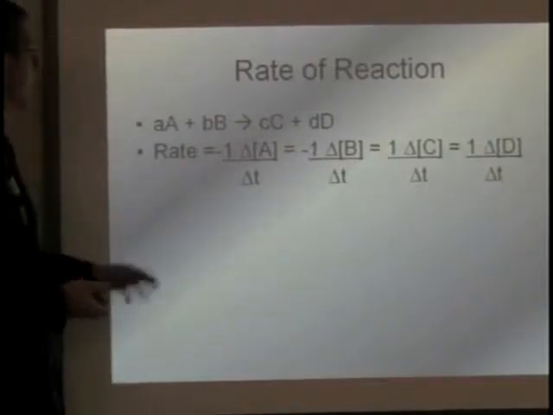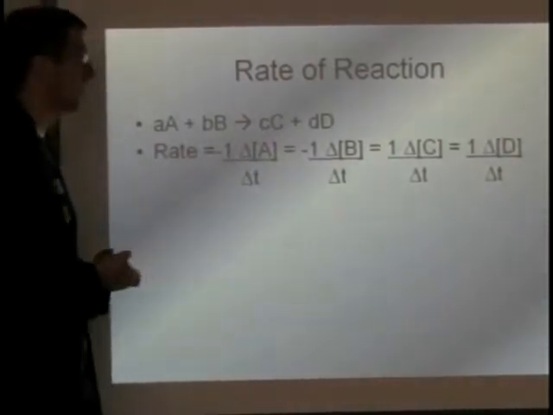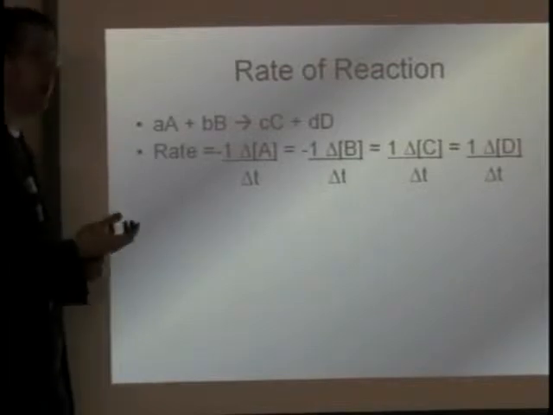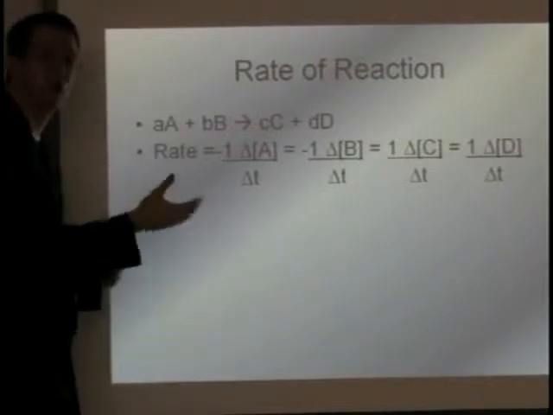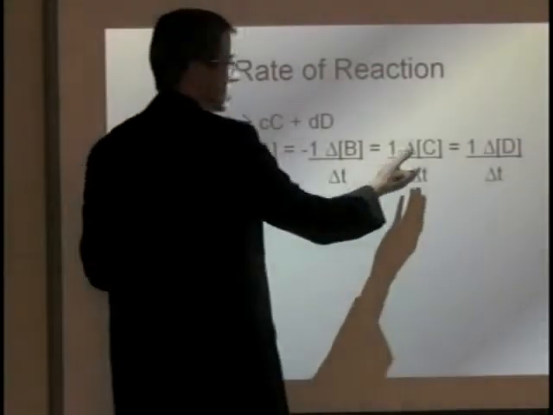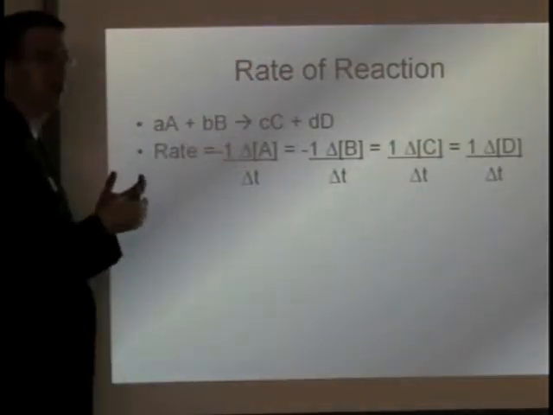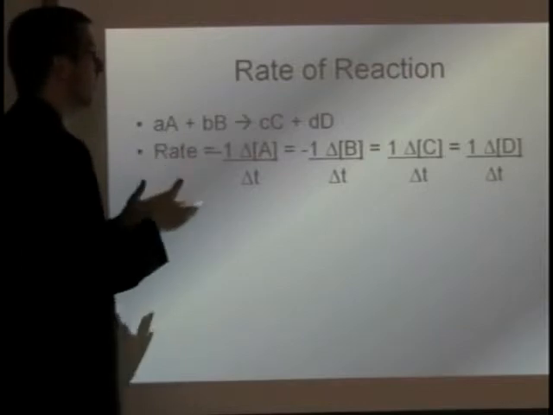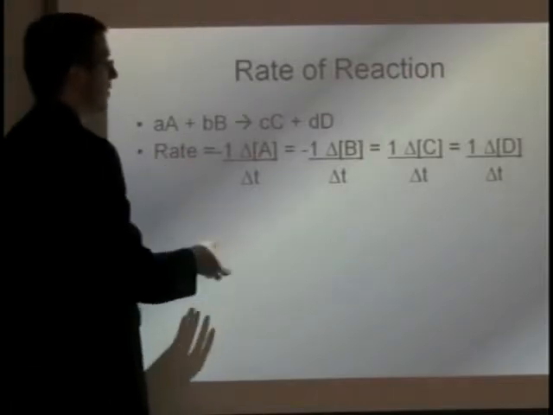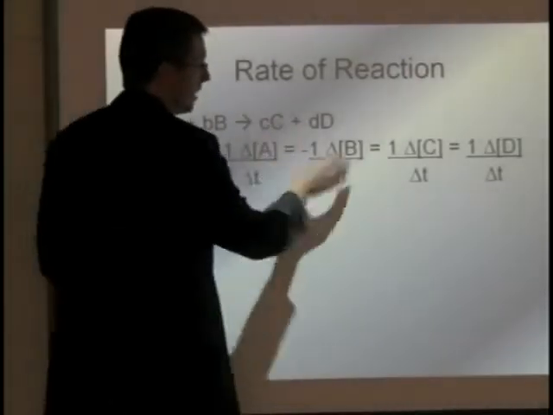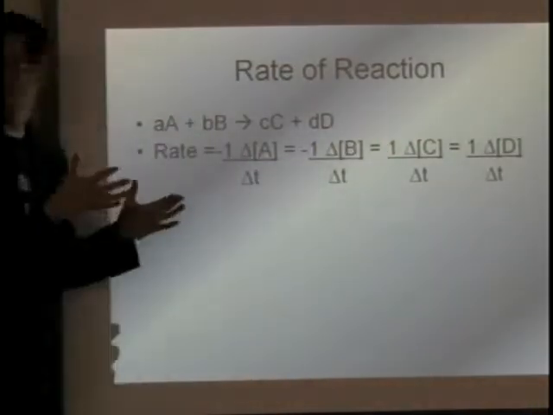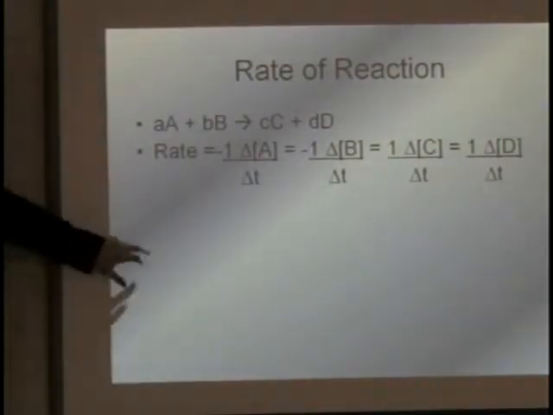Now notice the reactants, the A and the B, also have a negative sign in front of them because reactant concentration is going to decrease over time. Product concentration is going to increase over time. So the negative sign really means nothing other than to make sure that the signs equal out if I wanted to compare the change in concentration of A to B or C or D. So it allows us to compare all of those within that equation.